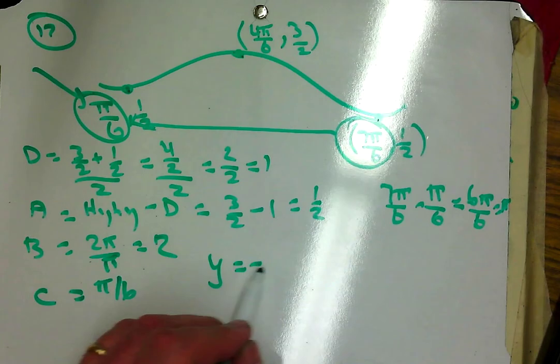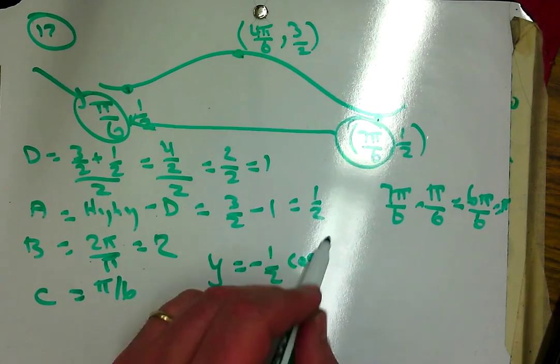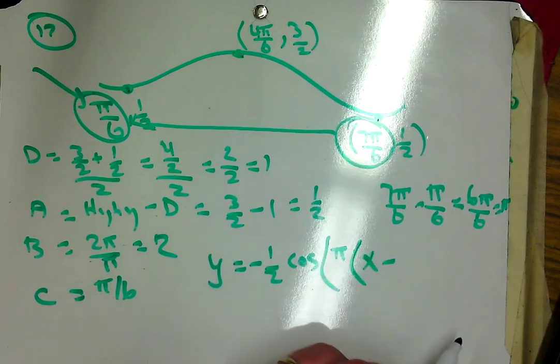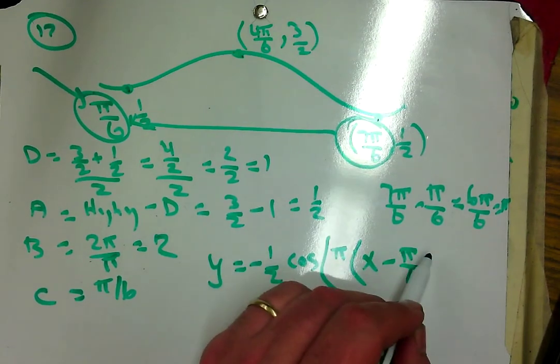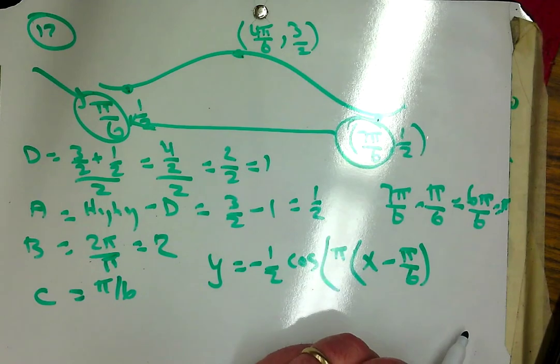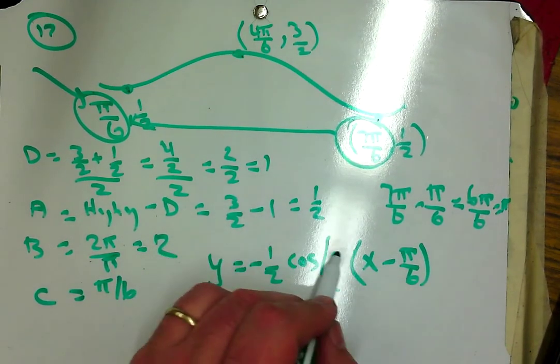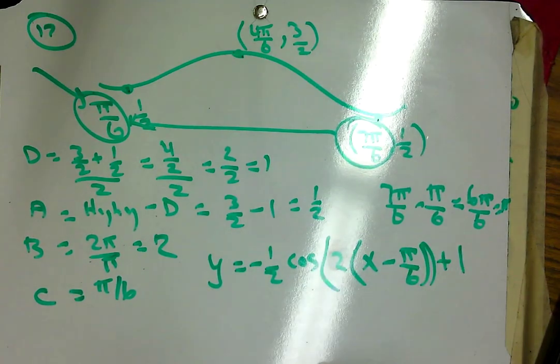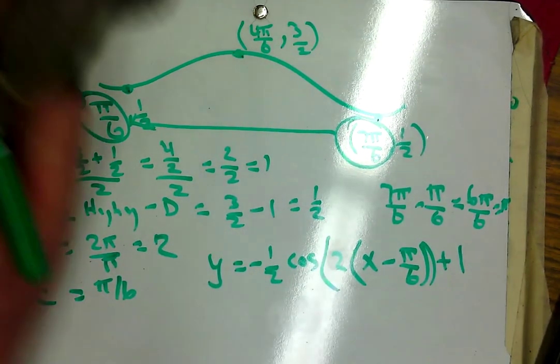Y equals negative 1/2 cosine pi, parentheses, x minus pi over 6. Oops, this is a 2. Close parentheses, plus 1. So negative 1/2 cosine 2 x minus pi over 6, close parentheses, plus 1. Excellent. Okay, 2 problems left.